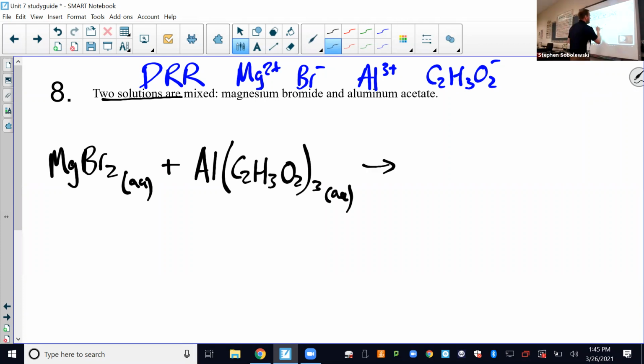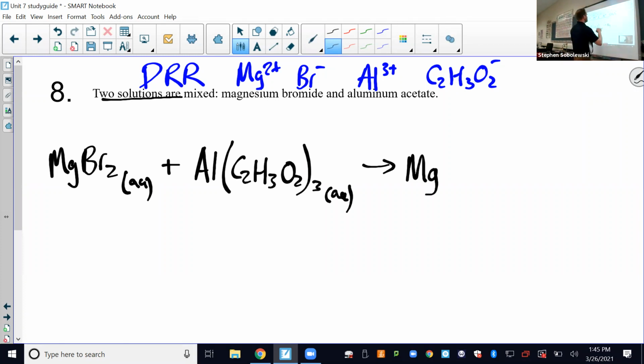All right, so these are like 4 friends at the school dance. Magnesium's dancing with bromine, aluminum's dancing with acetate. Next song, let's switch partners. Magnesium's now going to bond with the other negative, acetate. Aluminum's going to bond with bromine. So we're going to get magnesium acetate, which is going to be a 2-to-1 ratio here.